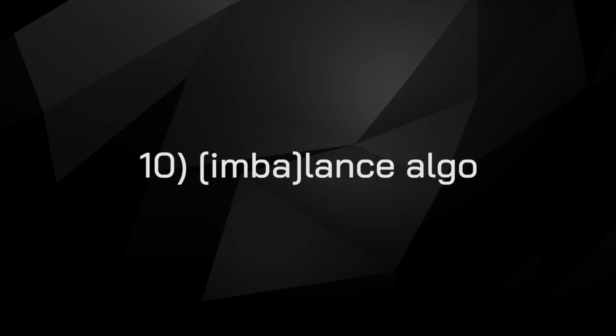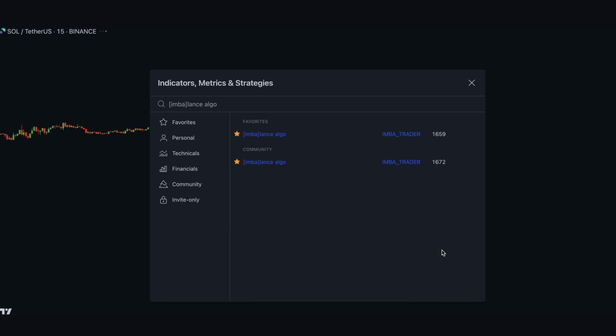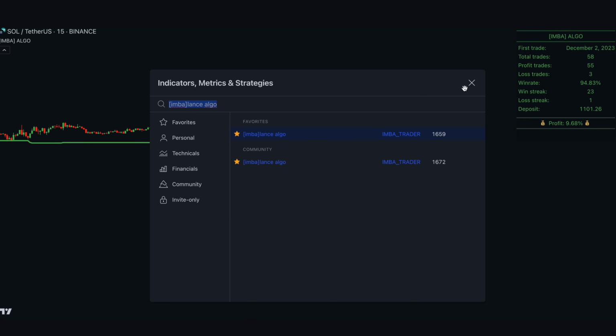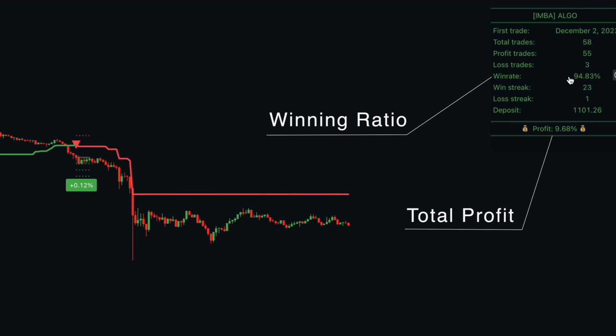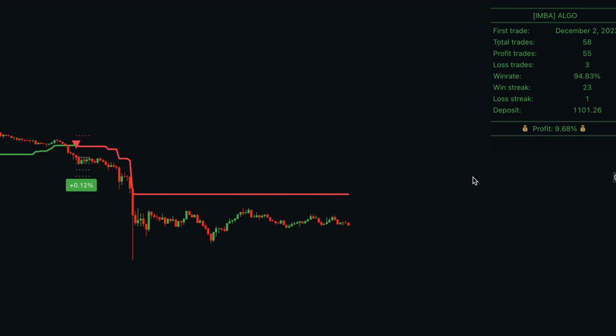The 10th most powerful indicator on TradingView is called the Imbalance Algo by Trader. This indicator is so good that on the Solana 15 minutes time frame, it has a winning ratio of over 90%, with a total profit of around 9%. This is by risking only 1% of your account. With such a high win ratio, you can increase the risk up to 5%.